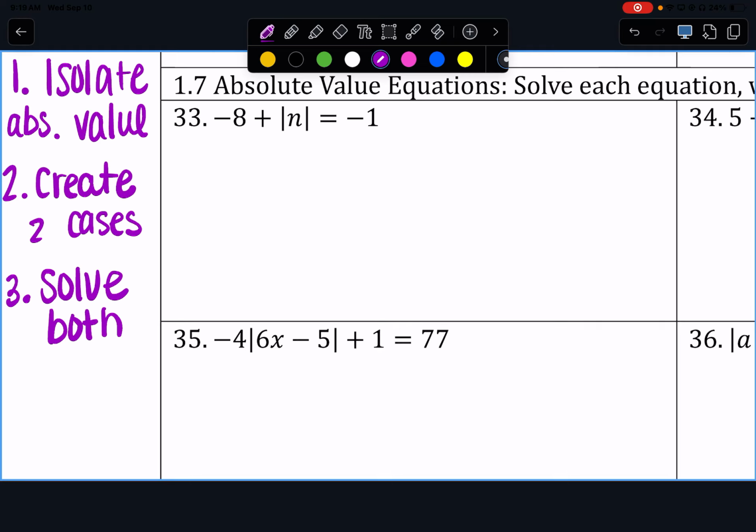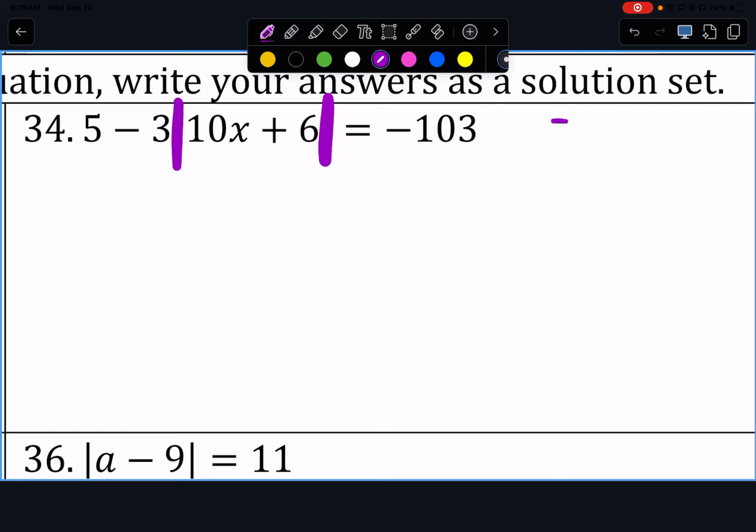So I want us to go ahead and look at question 34. I have to isolate the absolute value. How do I do that? Maybe, what if I gave you this right here: 5 minus 3x equals negative 103. What would you do first there?